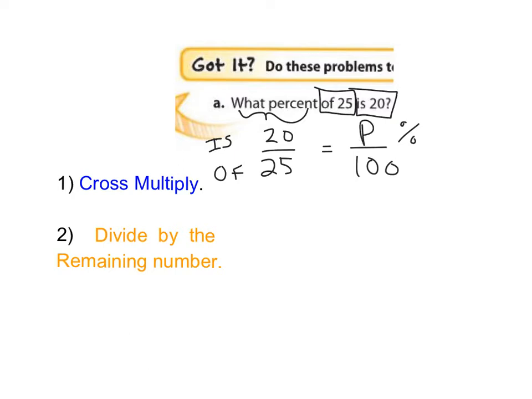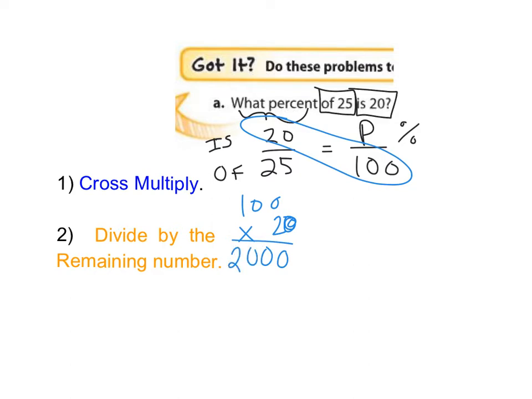Now step one, you have to cross multiply. You're going to have 100 times the number 20. When you multiply those, you can use this trick where you drop down the 0. That's a 0 right there. 2 times 0 is 0. 2 times 0 is 0 again. And 2 times 1 is 2, so you get 2,000.